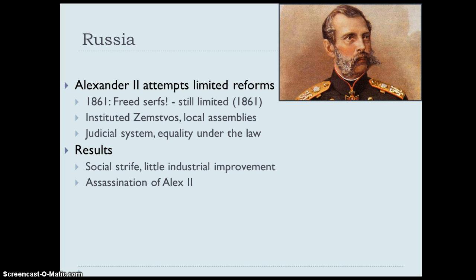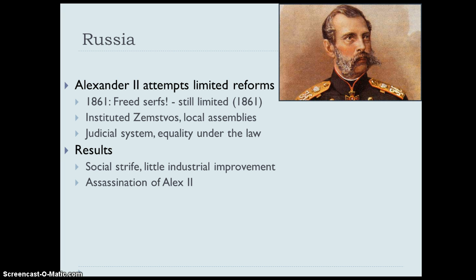The results, not so good. The reformers wanted more, so Alexander didn't do enough for people who truly wanted enlightened reform in Russia, and the conservatives were ticked because he did anything at all and made any reforms. So ultimately, Alexander II will be assassinated by this group called the People's Will, because everyone hated him.